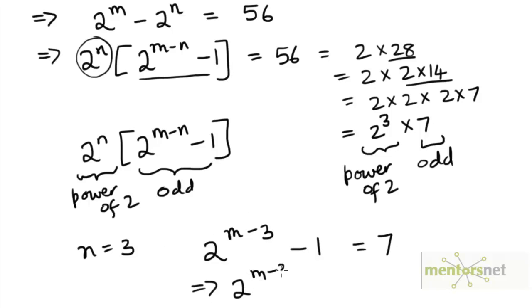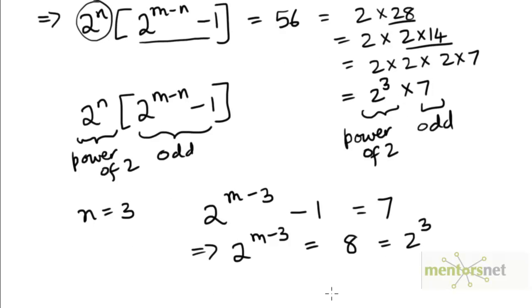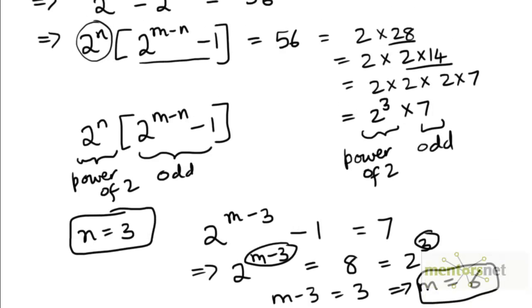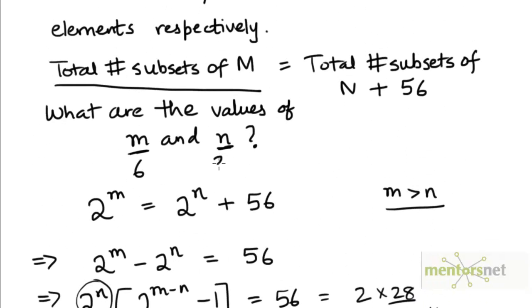So 2 to the power m minus 3, minus 1, would be 7, so 2 to the power m minus 3 would be 8, and 8 can be written as 2 to the power 3. So we can match the exponents now. m minus 3 is 3, so m is 6. m is 6 and n is 3. So the values of m and n are 6 and 3 respectively.